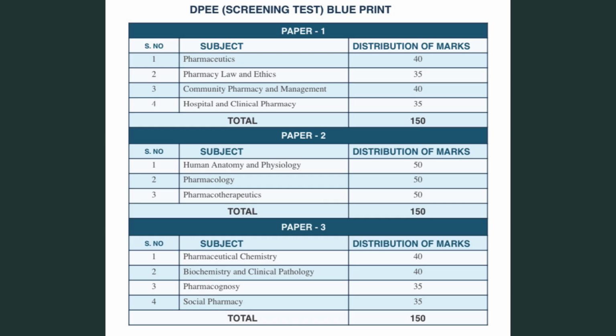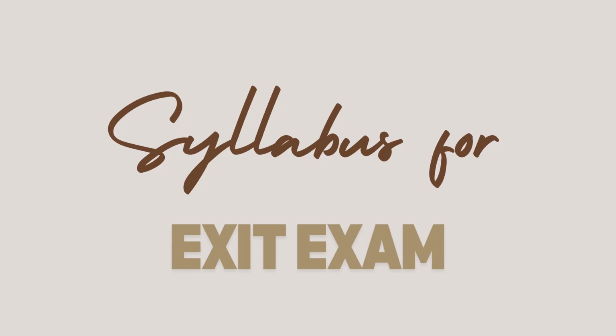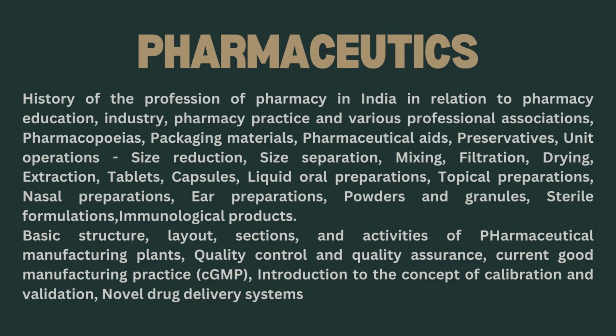It says DPEA All Subjects Blueprint. In Paper 1: Pharmaceutics, Pharmacy Law and Ethics, Community Pharmacy and Management, Hospital and Clinical Pharmacy. In Paper 2: Human Anatomy and Physiology, Pharmacology, Pharmacotherapeutics. In Paper 3: Pharmaceutical Chemistry, Biochemistry and Clinical Pathology, Pharmacognosy, Social Pharmacy. It has a total of 450 marks, each paper divided in 3 parts. No negative marking.